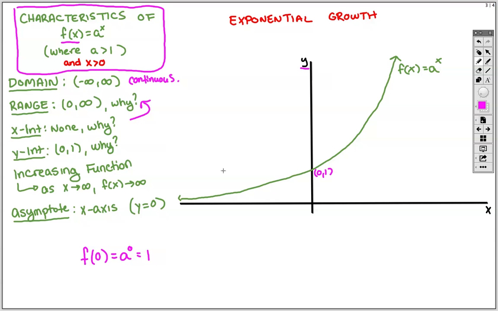What is the asymptote? The asymptote on this function is y equals 0, or in other words, the x-axis. The x-axis is y equals 0 because every point here on the x-axis has a y value of 0, and we write horizontal lines like this.